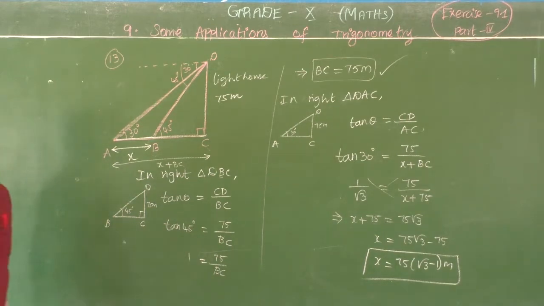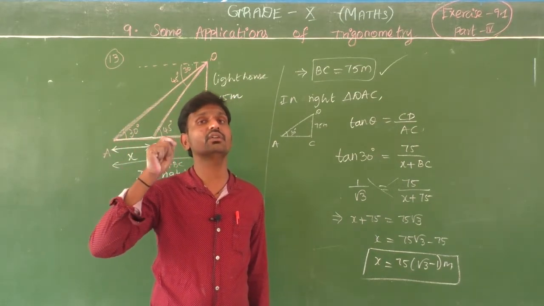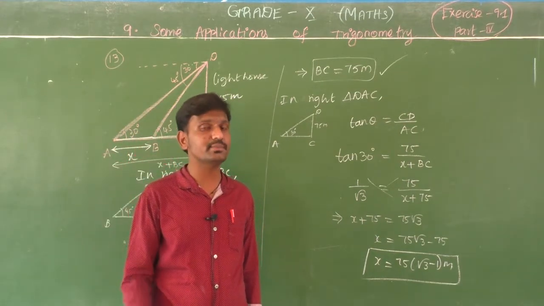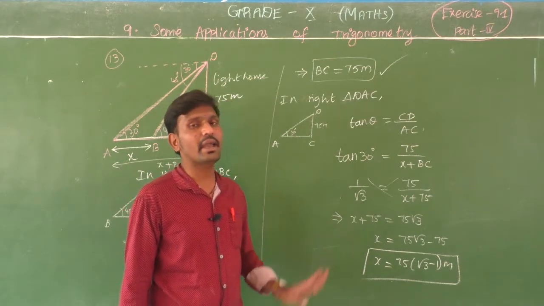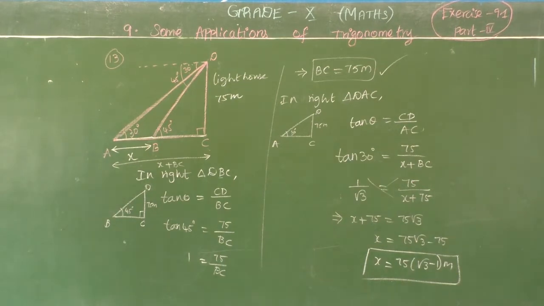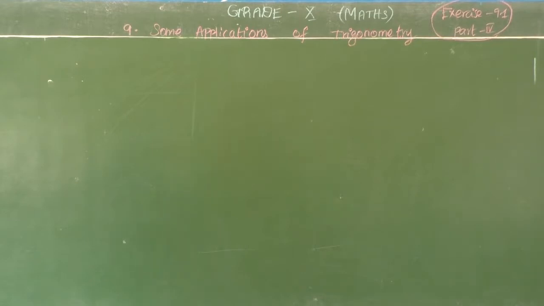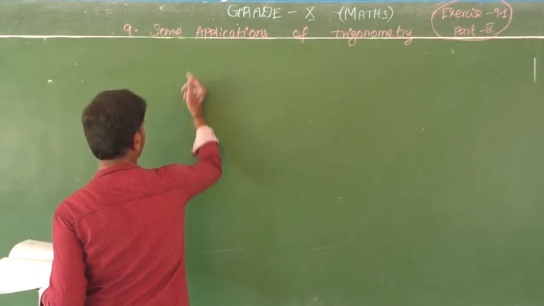Here also the same thing: if they give you root 3 equal to 1.73, you have to substitute it; otherwise, take the same answer as the final one. Have you got it, children? And the next question is example 7.